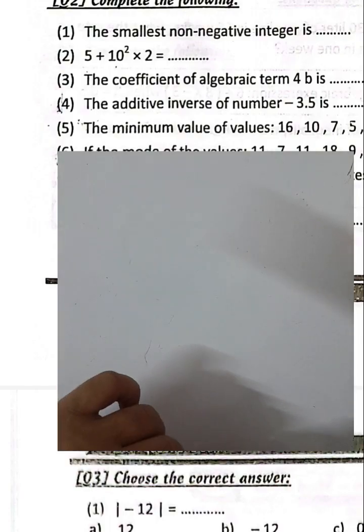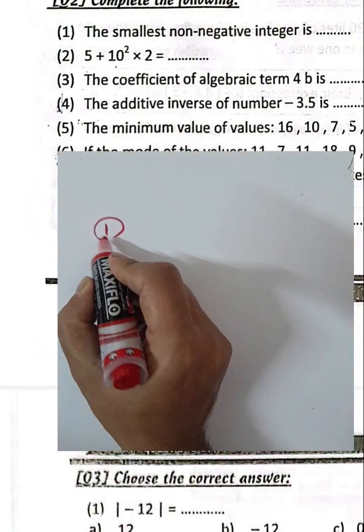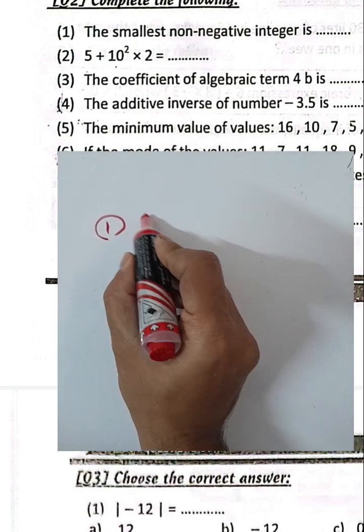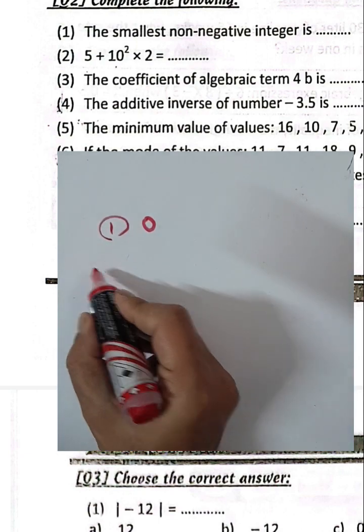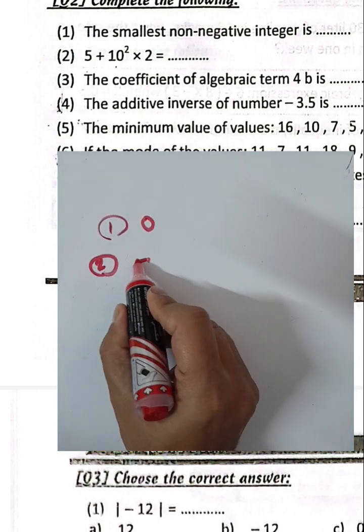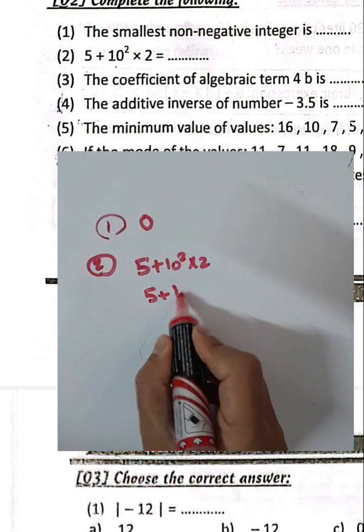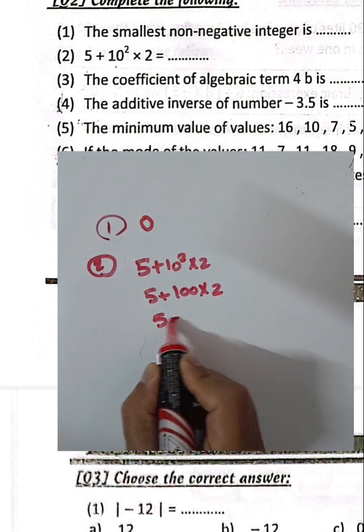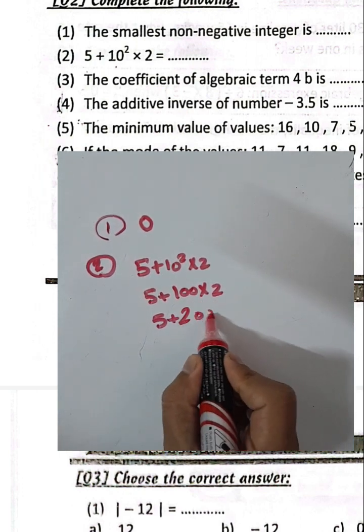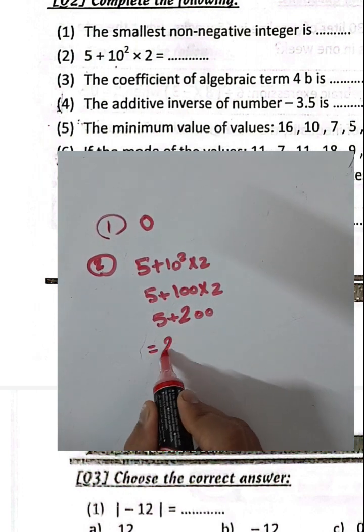Question number 1. The smallest non-negative integer will be 0. 0 is non-negative and non-positive. Question number 2. 5 plus 10 power 2 times 2. Right, 10 power 2 is 100, times 2. Right, 5 plus 2 times 100 will be 200, plus 5, it will be 205.